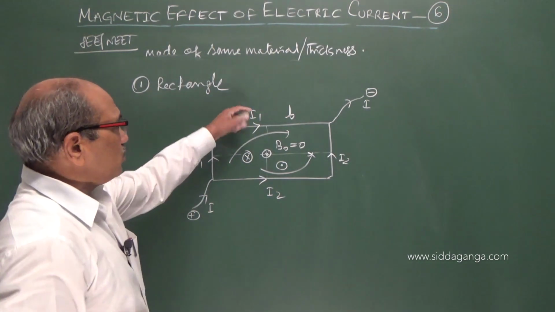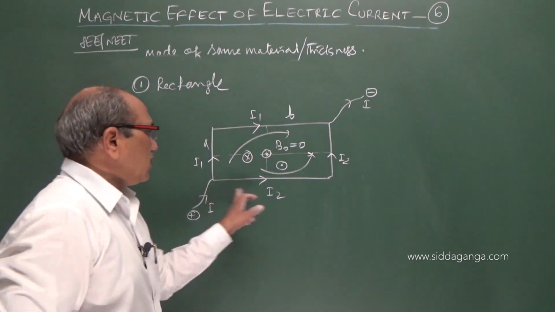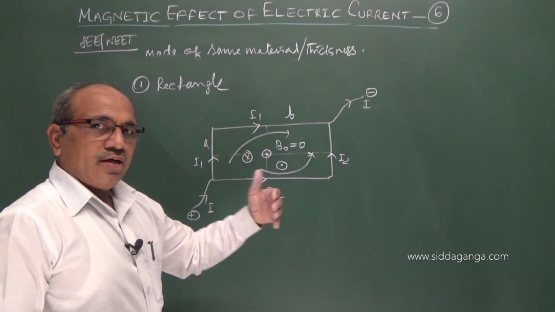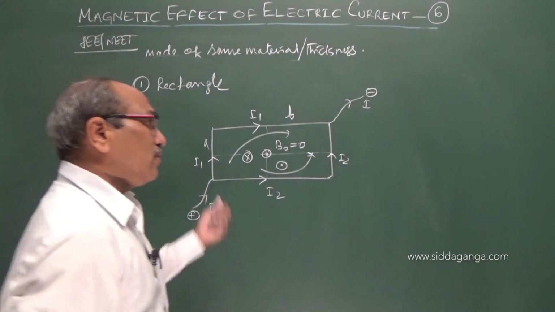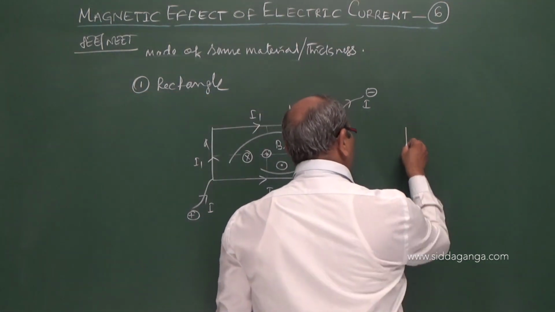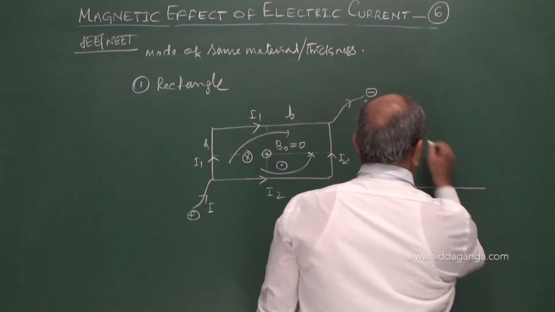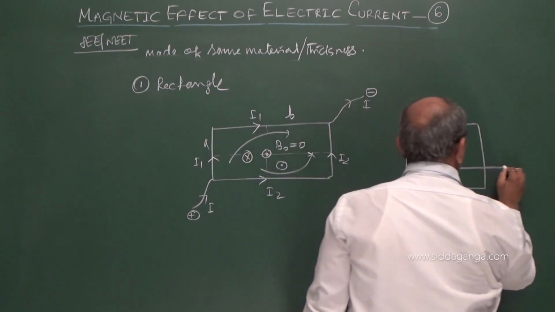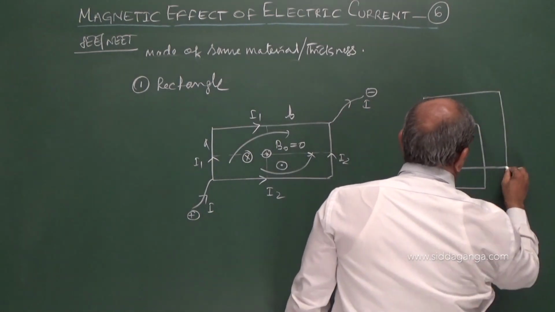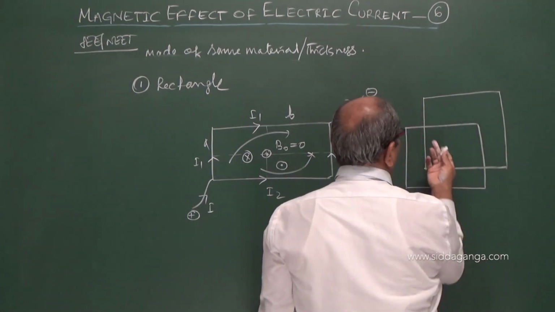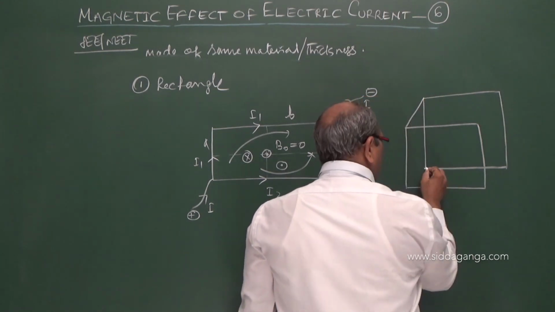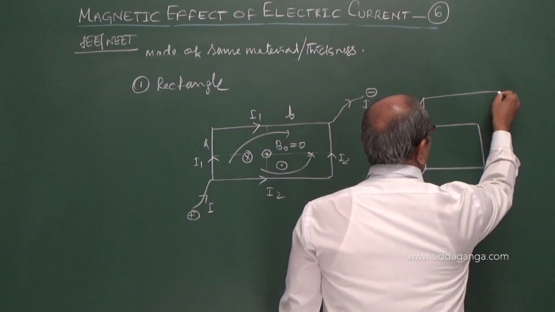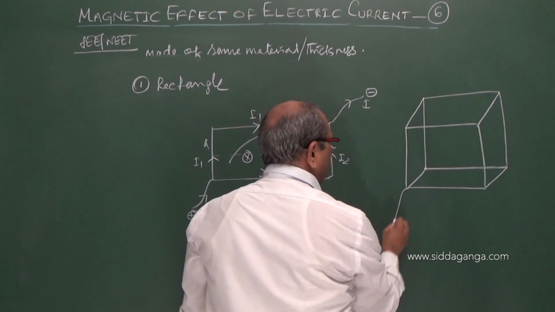These two wires, how much field do they produce into the board? The other two parts produce the same field. Net field at the center is 0. Even if you take the cuboid shape, all symmetric geometrical shapes, at the center of two-dimensional plane bodies or three-dimensional spatial bodies, the answer comes to be the same.